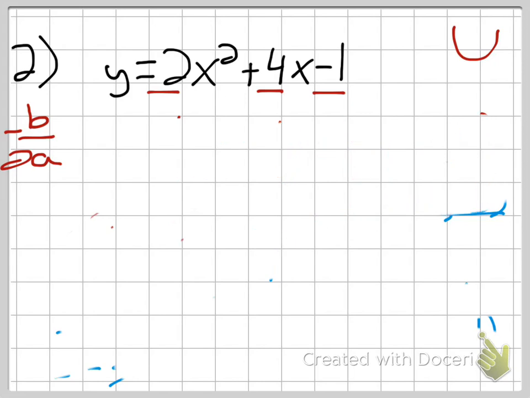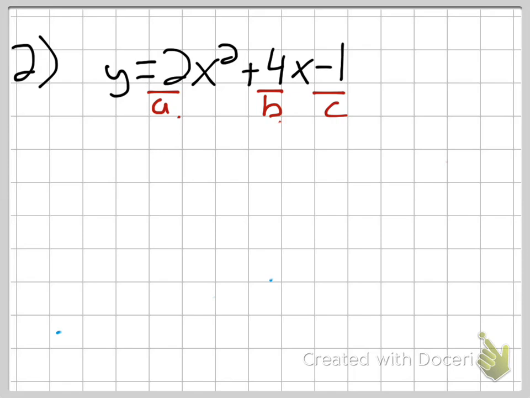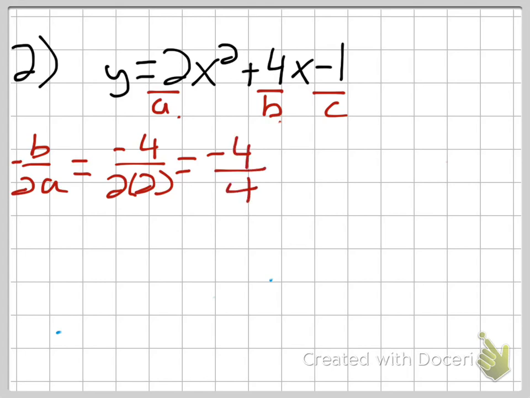So we have to recognize that this is in standard form, and we have to use opposite b over 2a to find the vertex. Now this is a, this is b, and this is c. So the opposite b over 2a is simply going to be the opposite of 4 over 2 times a, which is 2. I get negative 4 over 4, which is negative 1. So my vertex x-value is negative 1. Substitute. Immediately after this step, I replace every x with the parentheses.